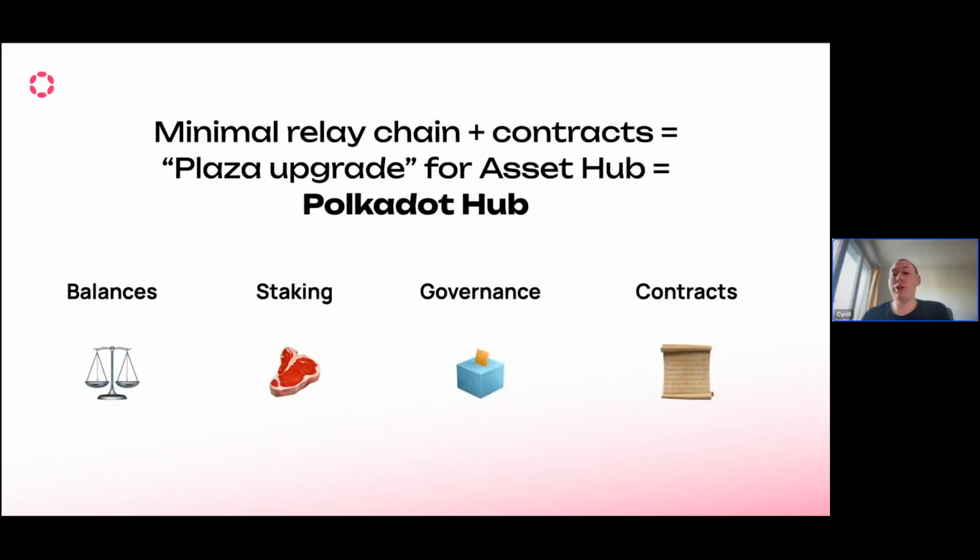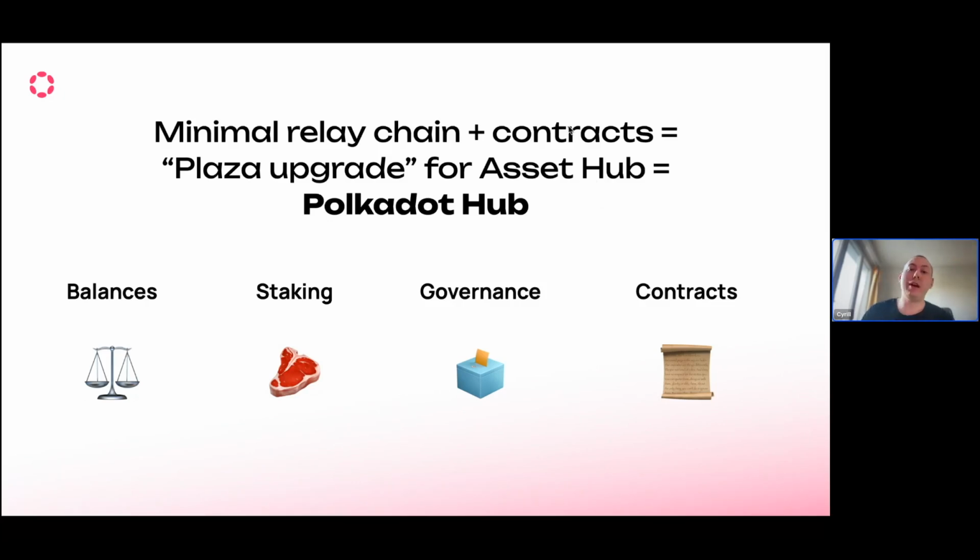What we also do is we add contracts to Asset Hub. And so there are many terms. You hear Polkadot, the Polkadot Hub, Plaza, the Plaza upgrade, Asset Hub. And this is what it really boils down to. We are moving functionality out from the relay chain into Asset Hub, and we are also adding contracts to Asset Hub. And this together is what we call the Plaza upgrade.